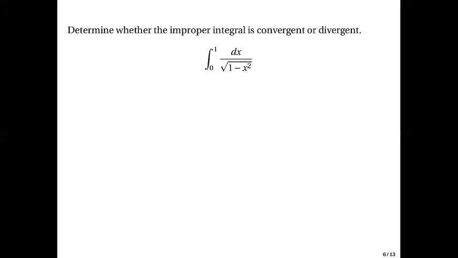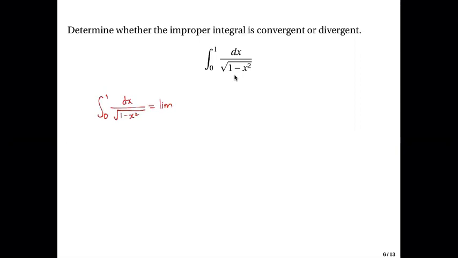So let's look at some improper integrals. We want to determine whether this improper integral here converges or diverges. Obviously this is an improper integral because as x goes to 1, the denominator goes to 0. So what we're going to do is apply the definition first. You have the integral from 0 to 1 dx over the square root of 1 minus x squared.